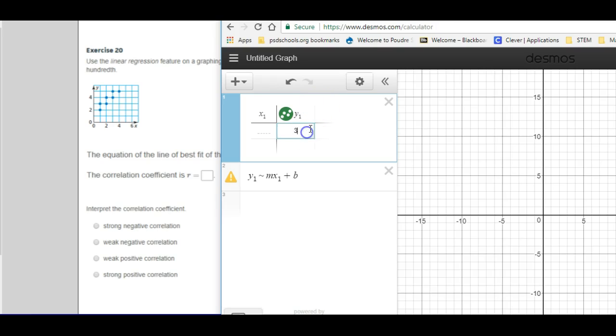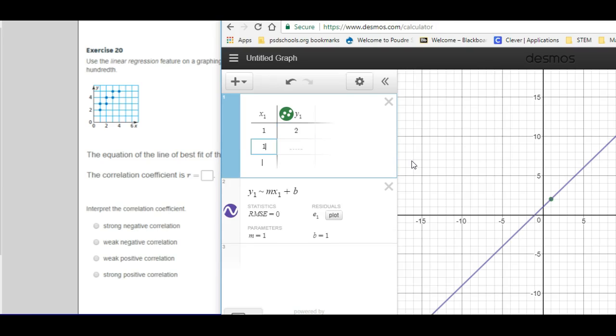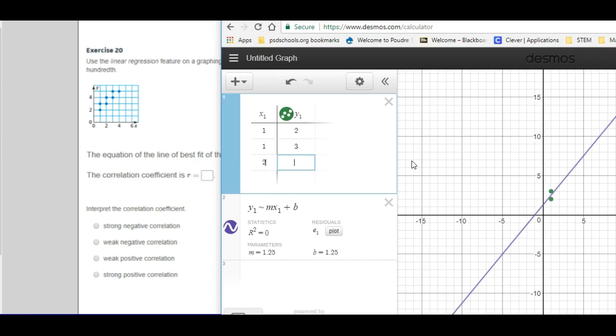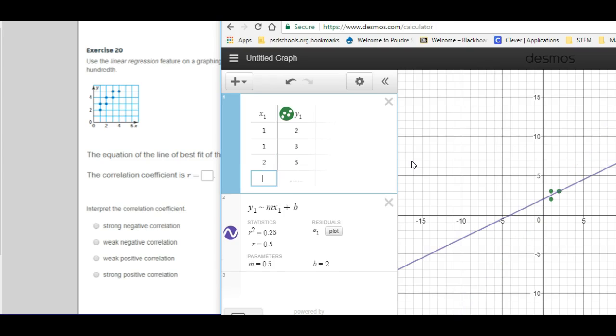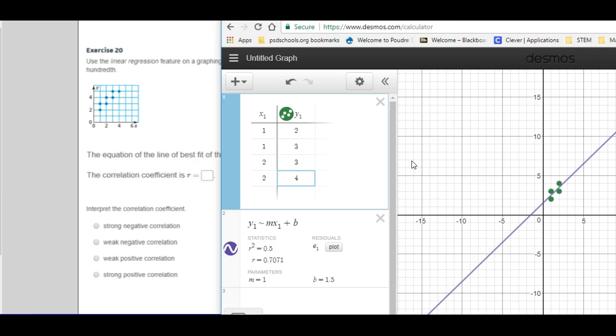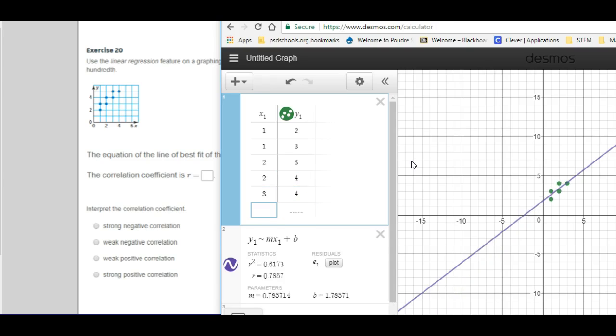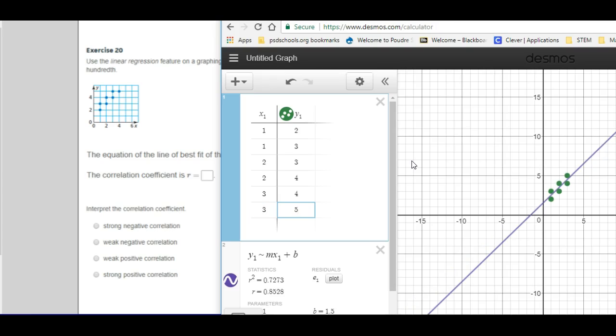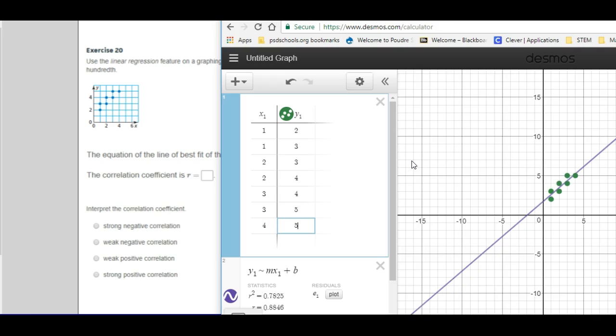But we can leave this second part because we'll use it again. So I just want to plug in the points that I see. I have a point at 1, 2. I have a point at 1, 3. I have a point at 2, 3. I have a point at 2, 4. I have a point at 3, 4 and 3, 5, and then 4, 5. Okay. So now just looking and make sure I got all of my points.